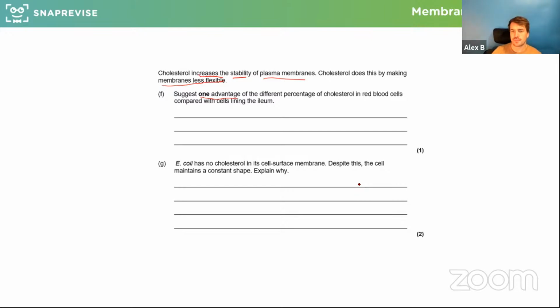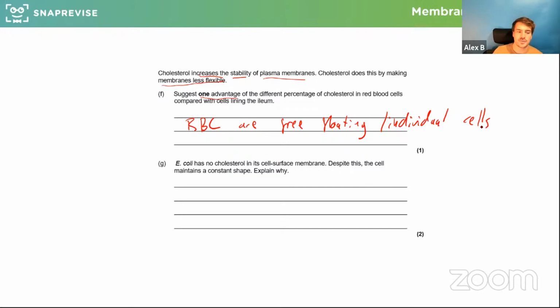Yeah, some of you guys are on the right tracks. So they're free in the blood. What do you mean specifically by that? Yeah, nice. Okay, you've added more of an explanation now. So yeah, it's to do with that. Compared to the cells in the ileum, the red blood cells are free floating, they're individual. So they're not in a tissue.